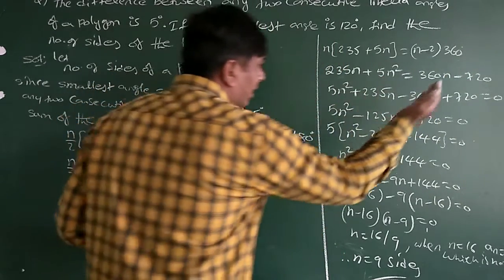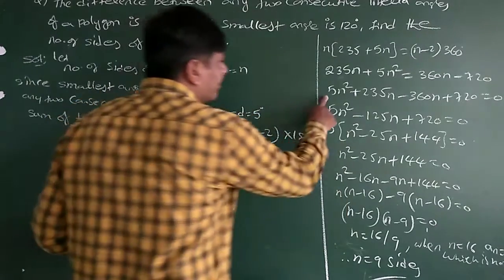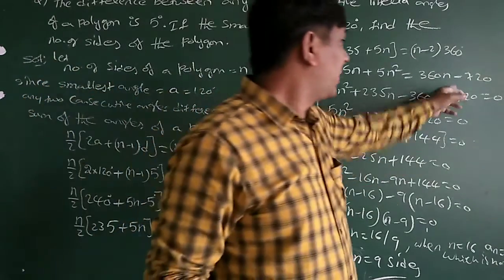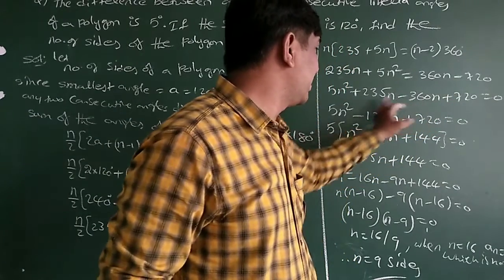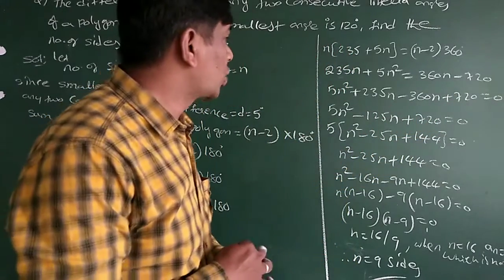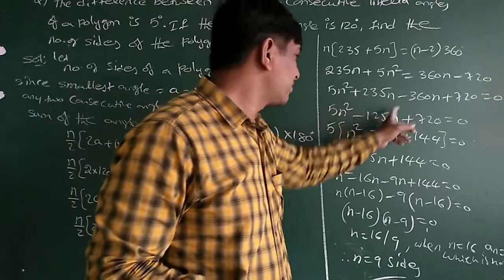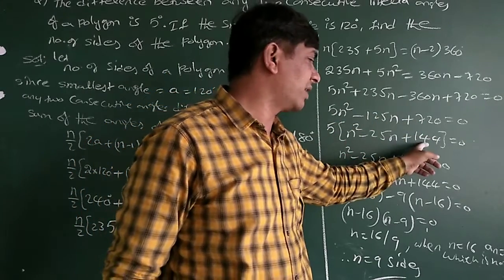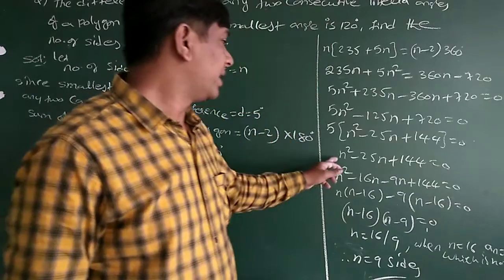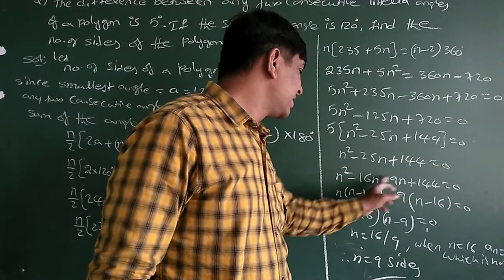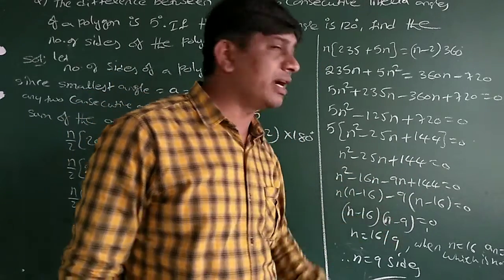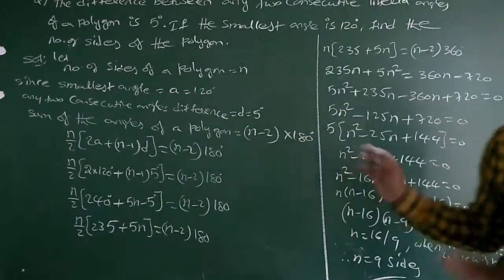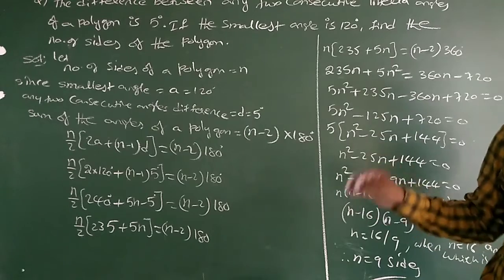All the terms take to the left side: 5n square plus 235n minus 360n plus 720 is equal to 0. This value is minus 125n plus 720. Taking 5 common: n square minus 25n plus 144 is equal to 0. Now when I factorize it, 16 and 9 are the two values you get. Since n value is positive, we have to consider both, but we need to check which one forms the polygon.